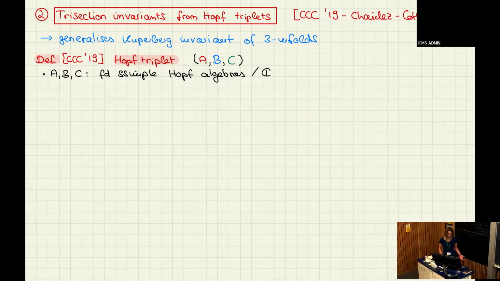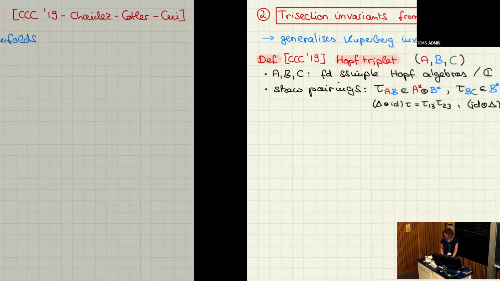So C is for green, that's an approximation. Okay, so one takes these finite dimensional semi-simple Hopf algebras and one needs some additional structure.